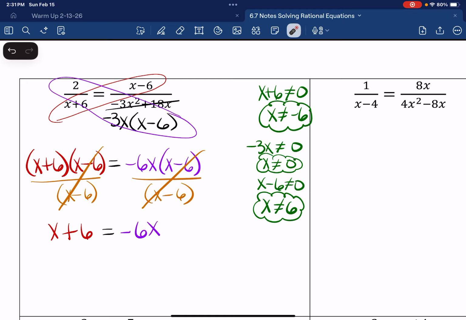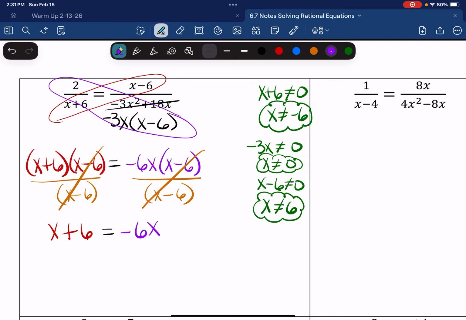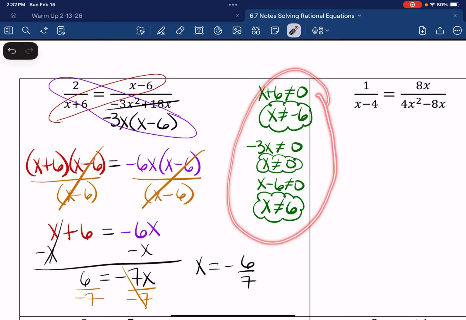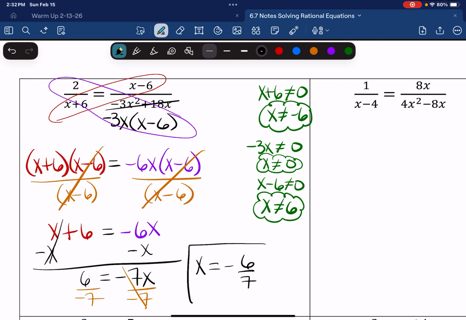So we have x plus 6 equals -6x, and that's a lot easier to solve than this quadratic equation that we were going to have. All right, so let's get all of our x variables on one side. So I'll go ahead and subtract x from both sides of my equation. And that gives me 6 equals -7x. And then I can divide both sides by -7. And that gives me x equals -6/7. Now I look at all of my domain restrictions, and again, -6/7 is not one of them. So this is a valid solution.